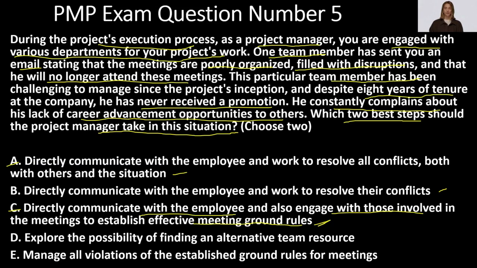Option D states that the project manager should explore the possibility of finding an alternative team resource. However, this action would not effectively address the issue of poorly organized meetings. Option E recommends that the project manager should manage all violations of the established ground rules for meetings. This will ensure that team members adhere to the rules and maintain a harmonious team environment. It is also a good option. So, for this question, options C and E are the best actions for the project manager as they directly address the situation.